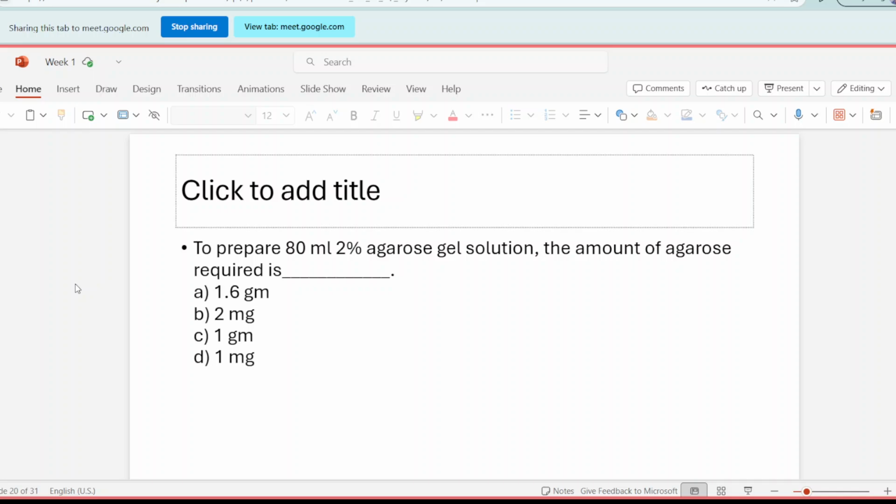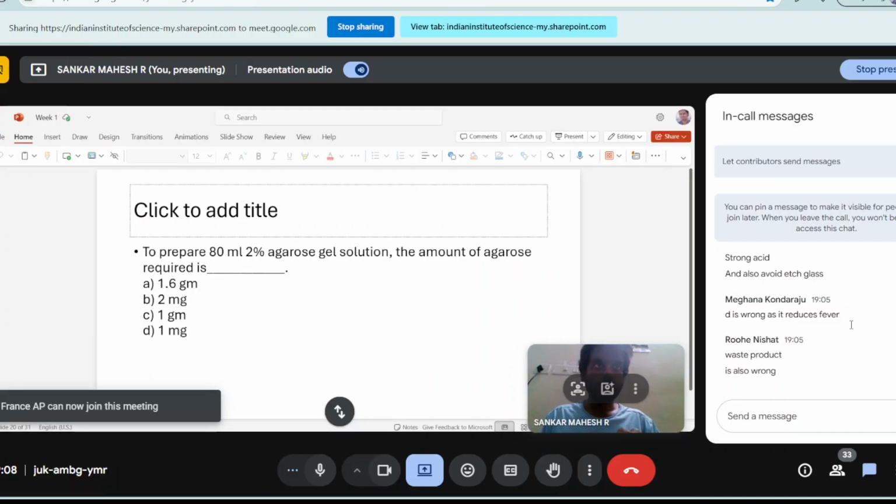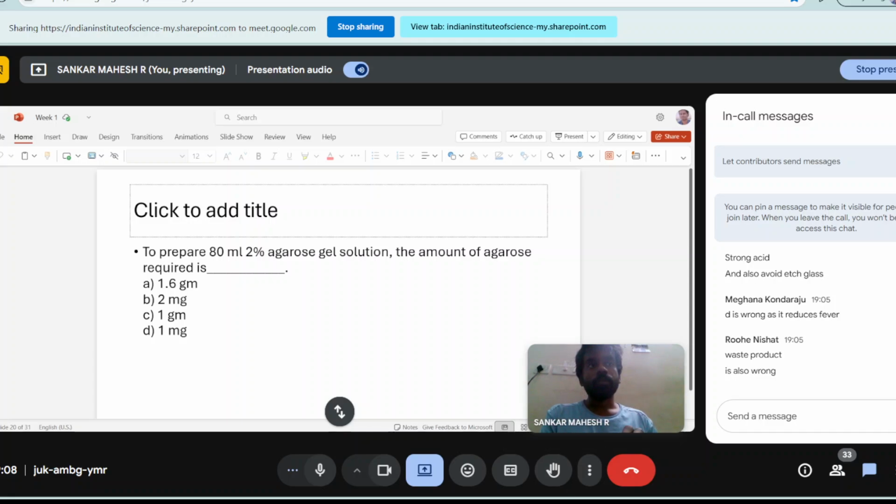Next, we have a few calculation based questions. We have the solution. It's better if you practice it to make yourself familiar with it. So the first question is, to prepare 80 ml 2% agarose gel solution, the amount of agarose required is dash. Four options are given here: 1.6 gram, 2 mg, 1 gram, 1 mg. You can maybe take out a pen and paper and then calculate.